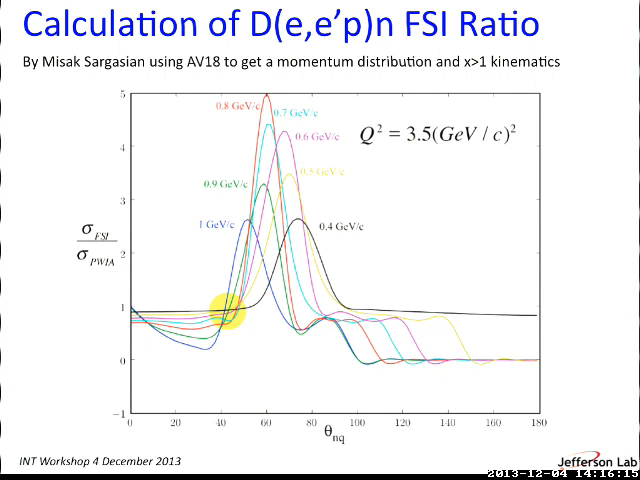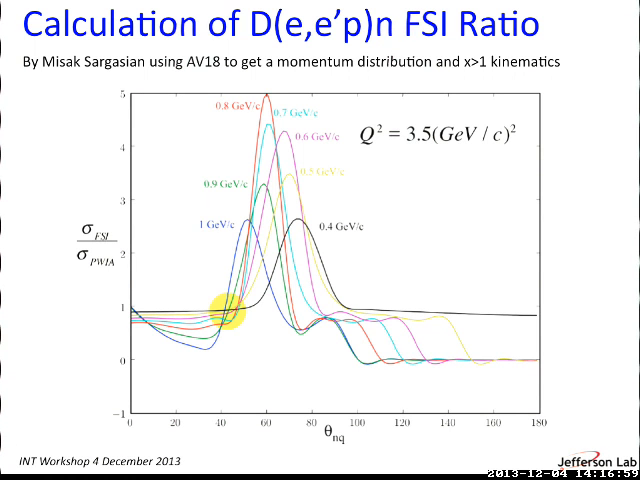Just to show you where things have come to, this is one calculation. May or may not be the correct calculation. This is from ESOC, and hopefully this plot has motivated Wally to make a similar plot with what hopefully is a better calculation. But Misak has used the AV18 nucleon-nucleon potential to get a momentum distribution. He uses Glauber. He did a calculation for x greater than 1 kinematics and took a ratio of his cross-section where he's included final state interactions and divided that by plane wave impulse approximation. And this mess you're looking at is the angle between the Q vector and the recoiling neutron.